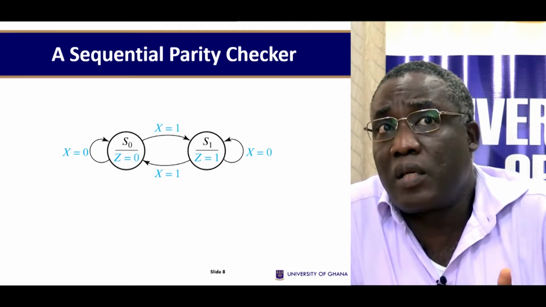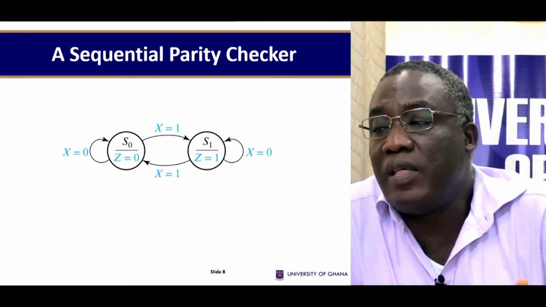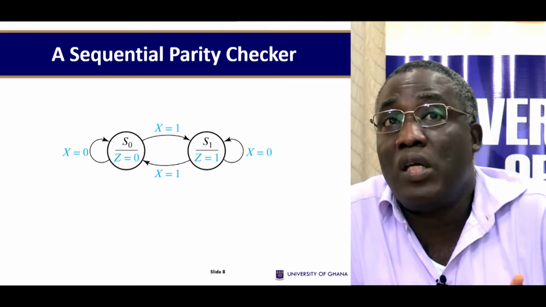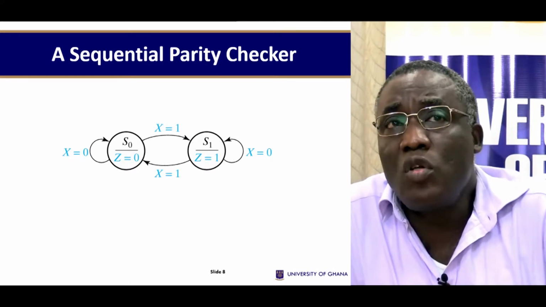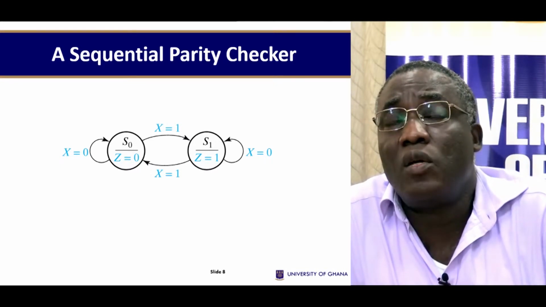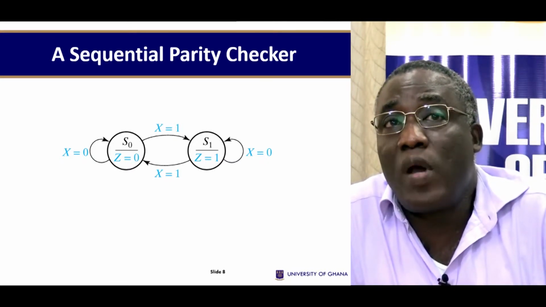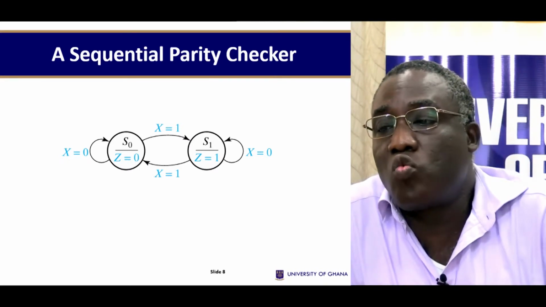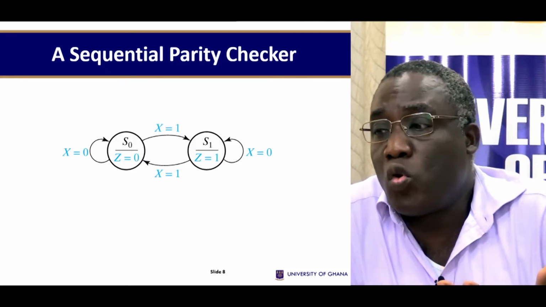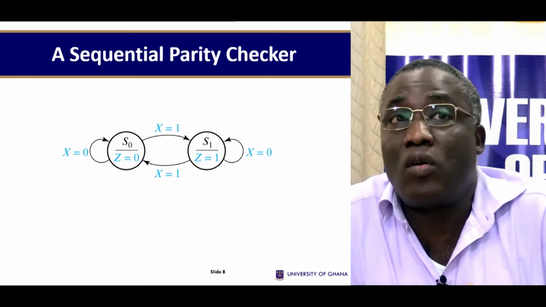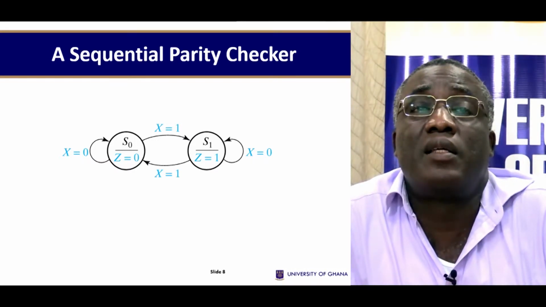A sequential circuit such as this must remember whether the total number of ones received is even or odd. Therefore, you only need 2 states because you want to remember whether it's even or odd. So state 0, Z will be equal to 0. State 1, Z equals 1. State 0 and state 1 correspond to an even number of bits and an odd number of bits. So basically, this is a state graph.